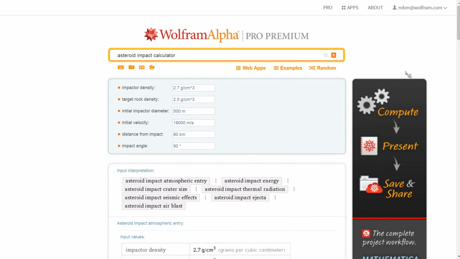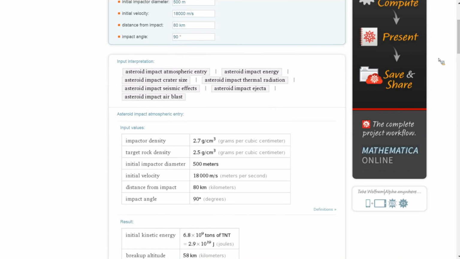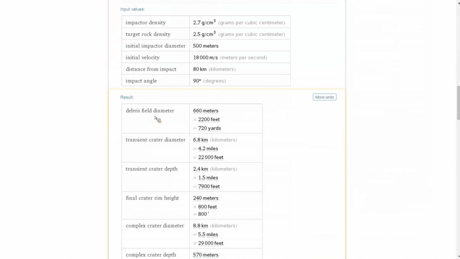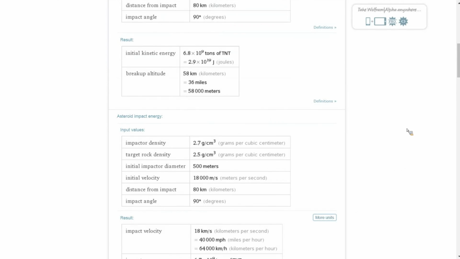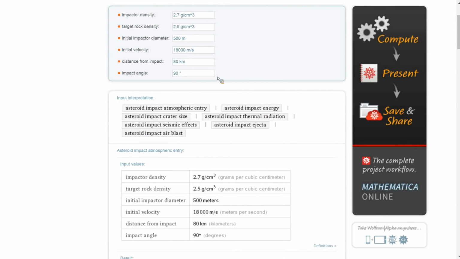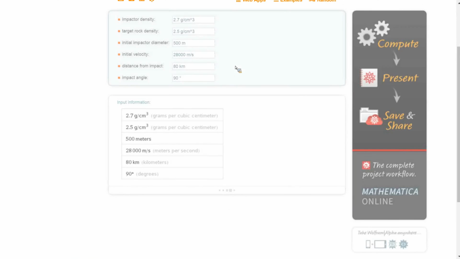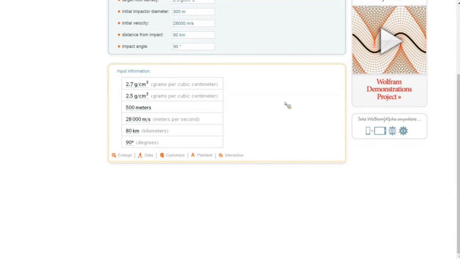Another example of this is asteroid impact. You can't call down asteroids from the sky at will, so it's difficult to know, let's say, what the debris field diameter is going to be just by doing the experiment. So we have the computational experiment that we can do. I can put in different initial velocities of the asteroid, and then I can see how the debris field diameter changes. And so I can take data from these computational experiments to then analyze and understand.